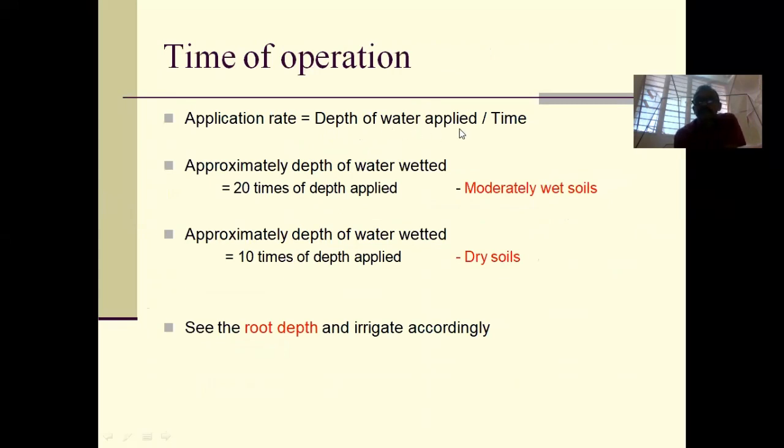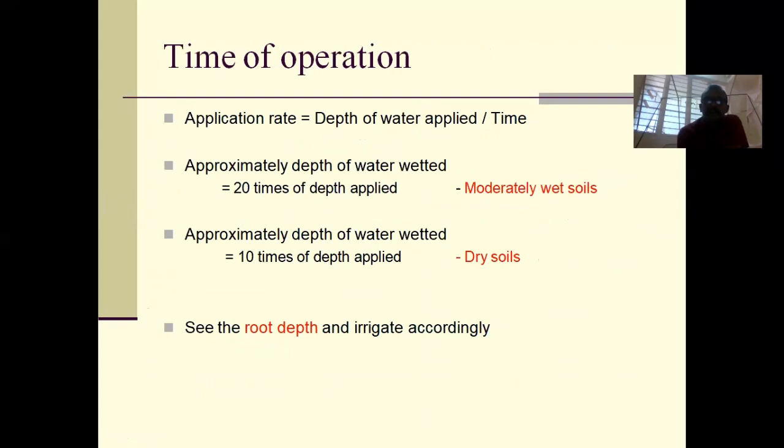What is the depth of water applied per unit time? This is a data which is useful practically in moderately wet soils. The depth of soil wetted will be 20 times the water applied. Let us say if you are applying 5 centimeters of water in a moderately wet soil, 100 centimeters of soil will get wetted. Similarly, in case of dry soils, 10 times of the depth of water applied will get wetted.